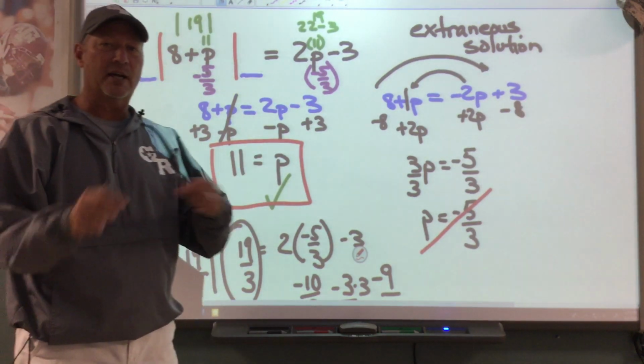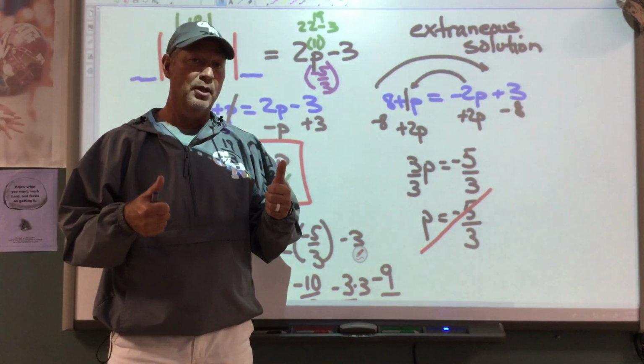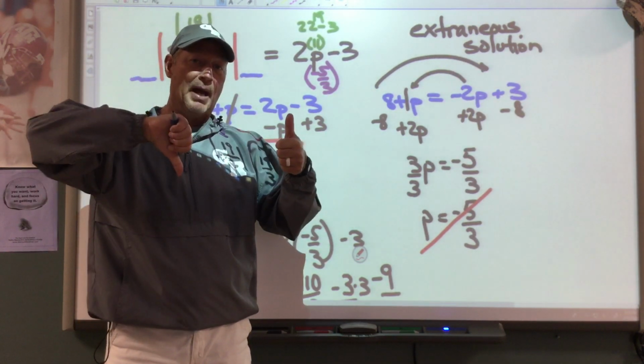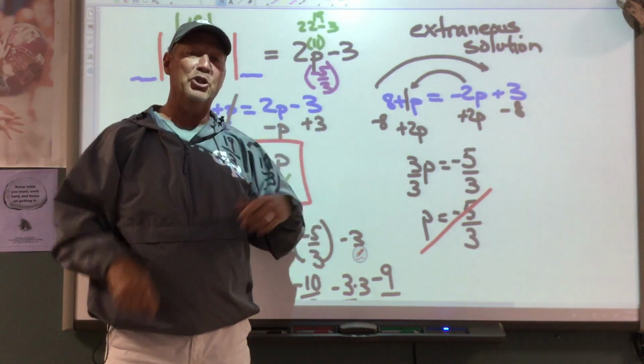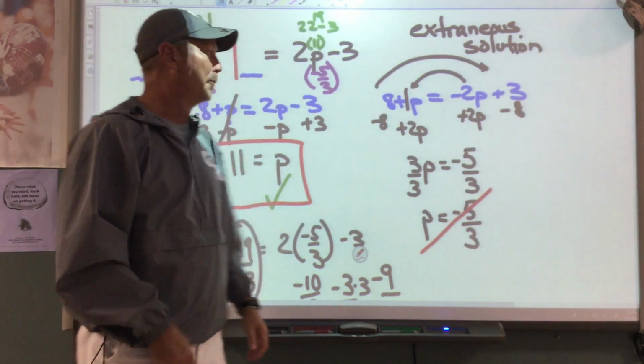That's why you have to check both answers. It's possible for both answers to be good. One could be good, one could be bad. If they're both bad, then you would tell me no solution. Okay? Let's try one more example.